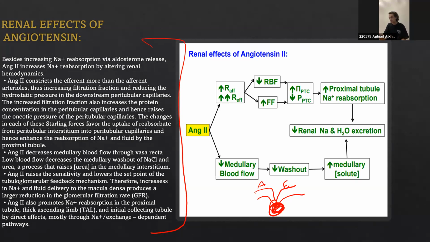That in turn causes more filtration, and that reduces the hydrostatic pressure in the downstream peritubular capillaries, these convoluted capillaries around the tubules. Okay, peritubular capillaries. Now, when decreasing the hydrostatic pressure and also increasing the oncotic pressure, as you will read in a bit, the increased filtration fraction also increases the protein concentration.